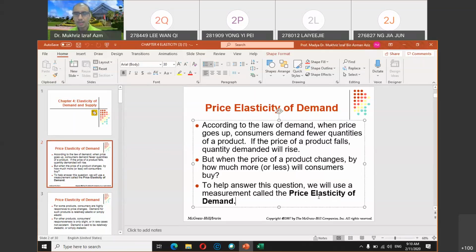So that one measures how demand will change when the income changes. But the first part, we want to look at price elasticity of demand. We want to measure how much demand will change when the price of that commodity changes. So that is what we call price elasticity of demand: the changes in demand due to the changes in the price.